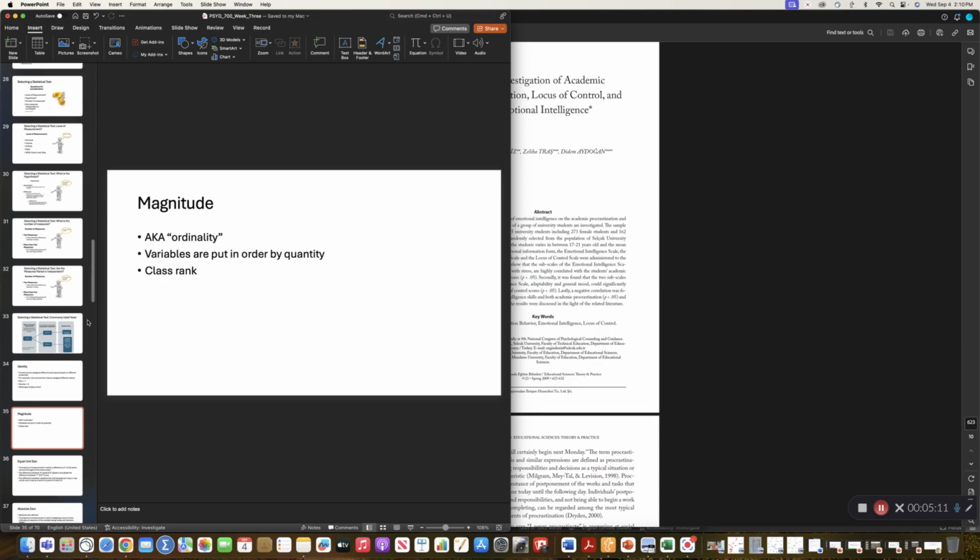This is where variables are put in order by quantity. For example, class rank. Someone might have the highest GPA in their graduating class, and so they might be listed as first in their graduating class, or ranked number 1.